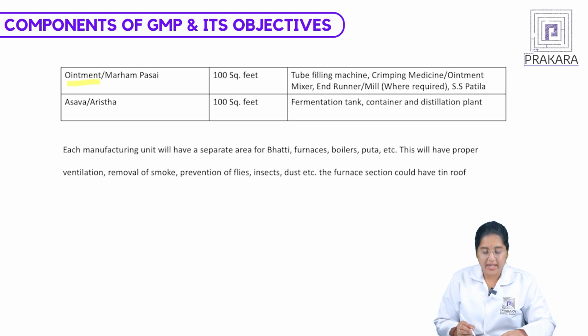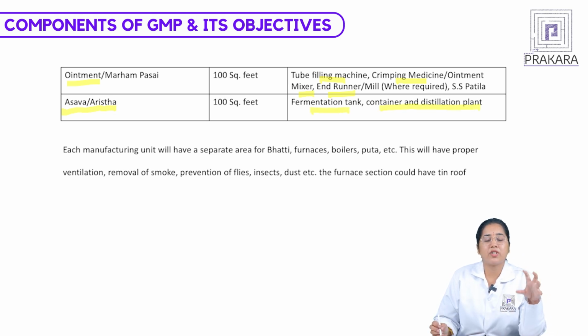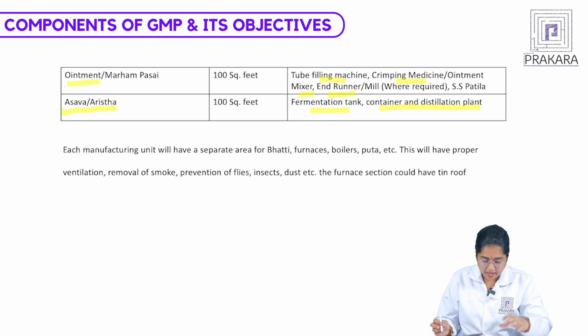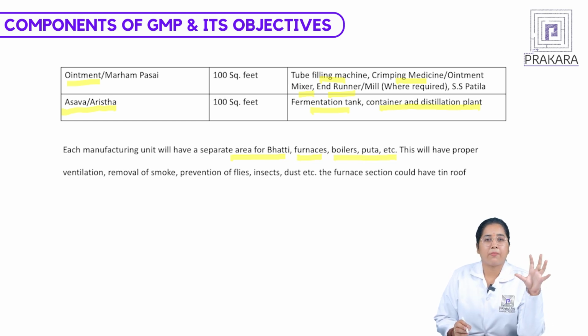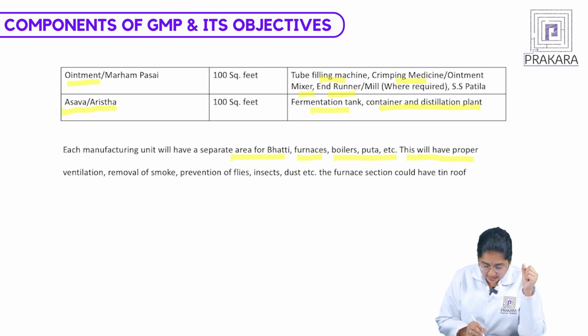For this, 100 square feet area is required. Ointment means tube filling machine, crimping machine, ointment mixer and runner mill are required. Then asava arishta: fermentation tank, container and distillation plant. These are the different equipments or instruments required for this type of formulations. And each manufacturing unit will have a separate area for bhatti, furnace, boilers, puta. So definitely there might be a separate area if we are using this category of medicine. And this will have proper ventilation, removal of smoke, prevention of flies and insects, and the furnace section could have a tin roof. So these are the requirements this category of medicine should have.